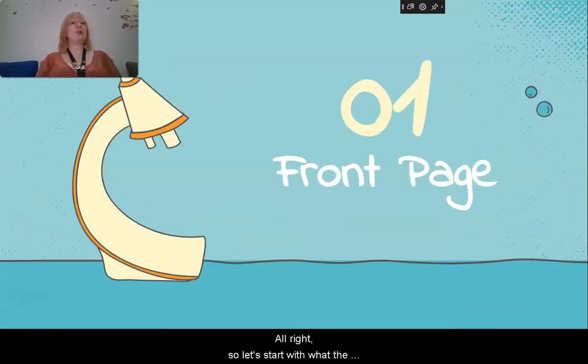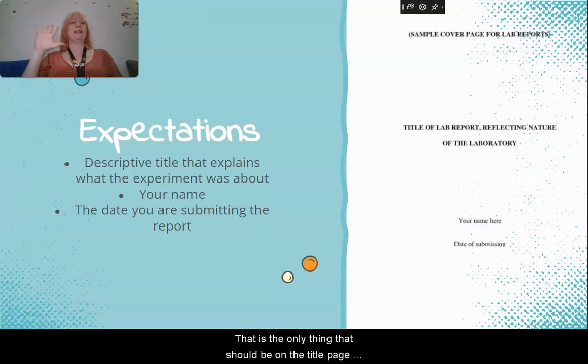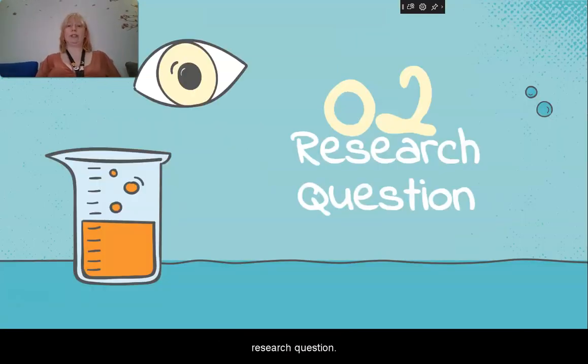All right, so let's start with what the very first page of your lab report should look like. It should be a title page consisting of the title of your lab report, your name, and the date you are submitting the report, and that's it. That is the only thing that should be on the title page. And then you should move on to the next page for the next part of the lab report. That next part being the research question.